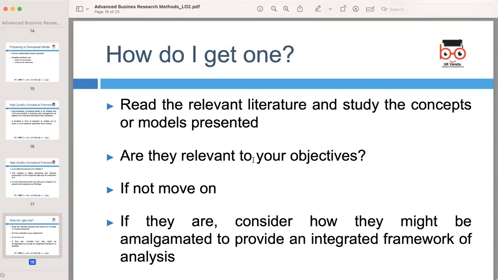Fourth one, if they are, consider how they might be amalgamated to provide an integrated framework of analysis. Next step is to consider how they can be amalgamated to create an integrated framework of analysis. Think about how different ideas and approaches can be combined to form a cohesive understanding of your subject matter. By integrating various concepts and models, you can gain a more comprehensive perspective and effective strategies to achieve your objectives.